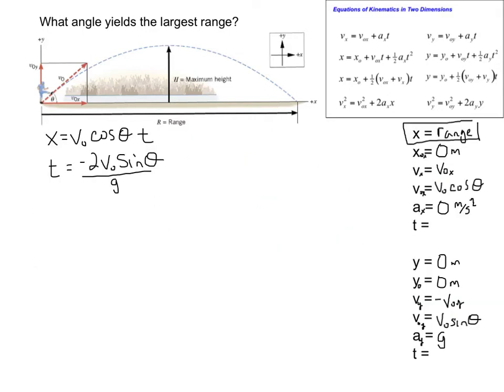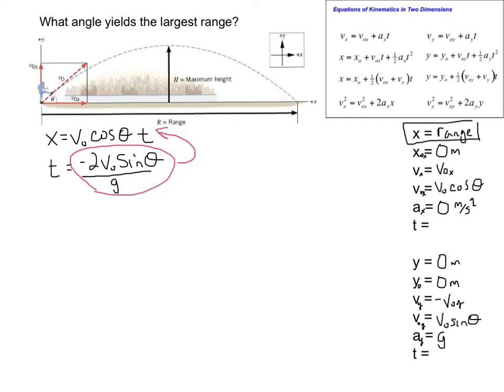Now that we've set up our x and y relationships, we can see that my time value, which I gathered from the y dimension, and the time value in the range equation for the x dimension, are really the same time values. Remember, time doesn't depend on any particular dimension. So, in other words, because I'm looking for the maximum range, I want to work with the range equation. So I'm going to take the time value, which I didn't know, and I'm going to plug my y time value in for my x time value, because they are the same time values.